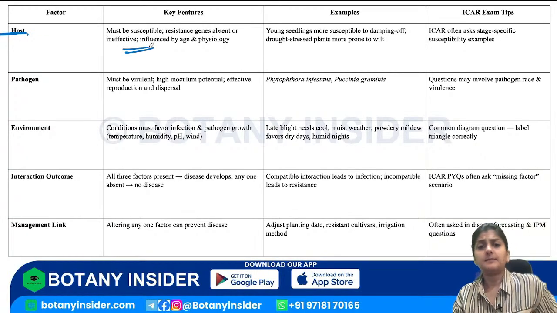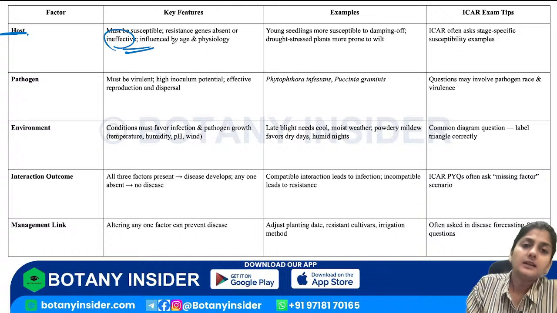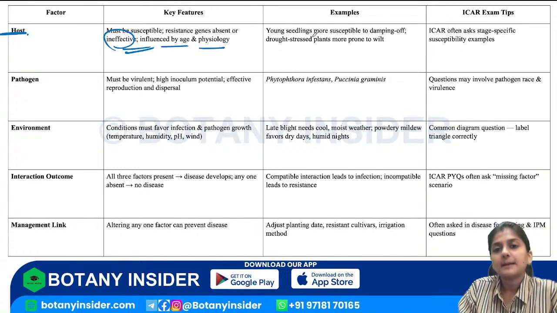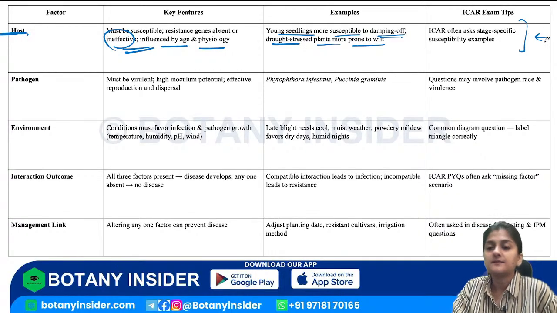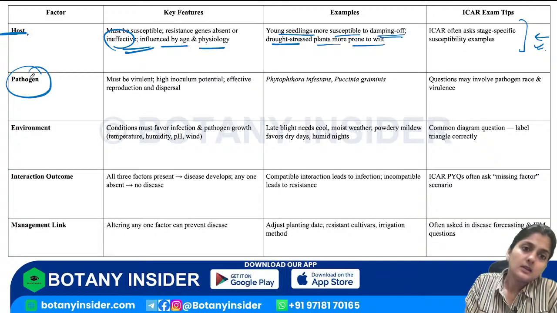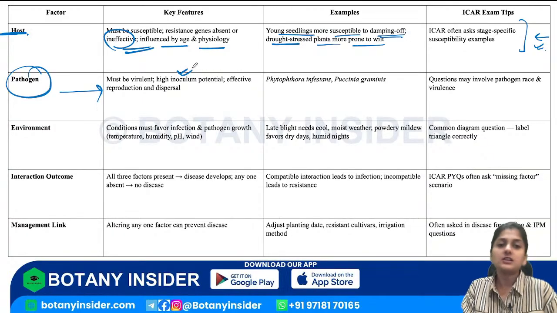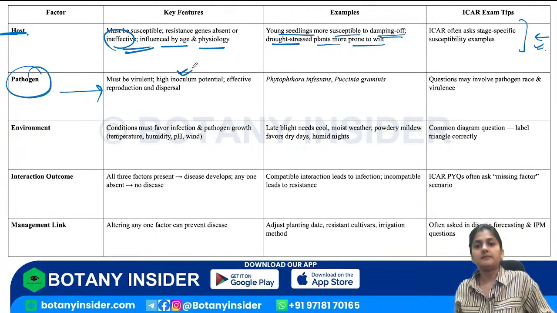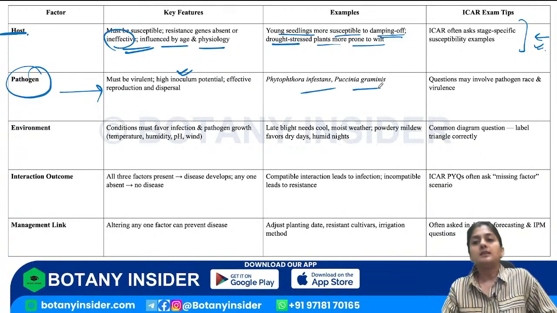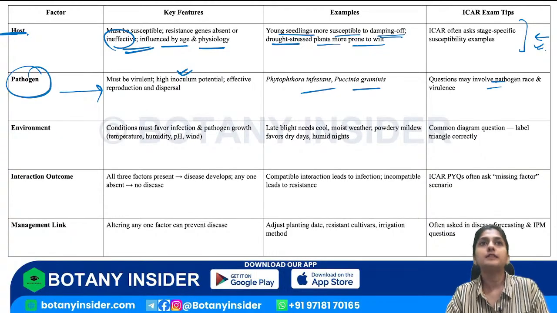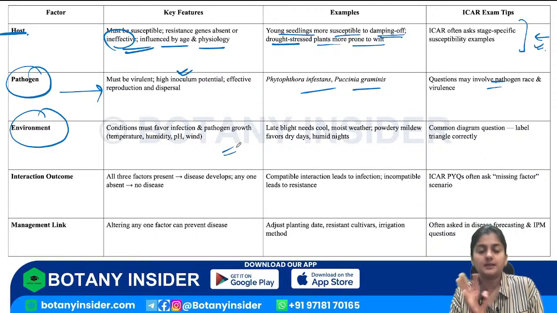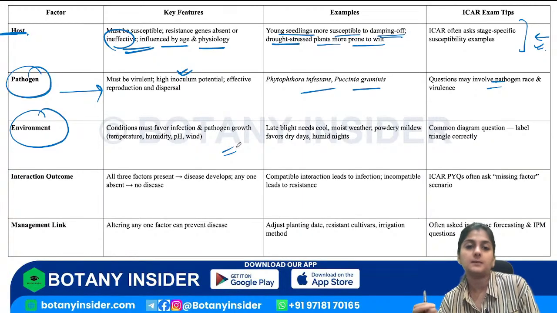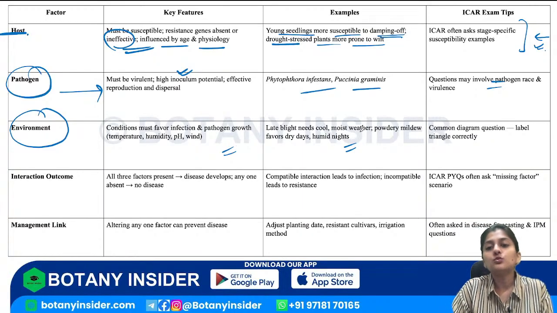It must be susceptible, resistance genes absent or ineffective, influenced by age and physiology, right? Example is young seedlings more susceptible to damping off, drought stressed plants more prone to wilt, and it often asks stage specific susceptibility examples. Then pathogen, so it must be virulent, high inoculum potential, effective reproduction and dispersal, like Phytophthora infestans, Puccinia graminis. Questions may involve pathogen race and the virulence. Then environment, conditions must be favorable for the infection, that is for the pathogen and the pathogen growth, temperature, humidity, pH, wind, etc. Late blight needs cool, moist weather.